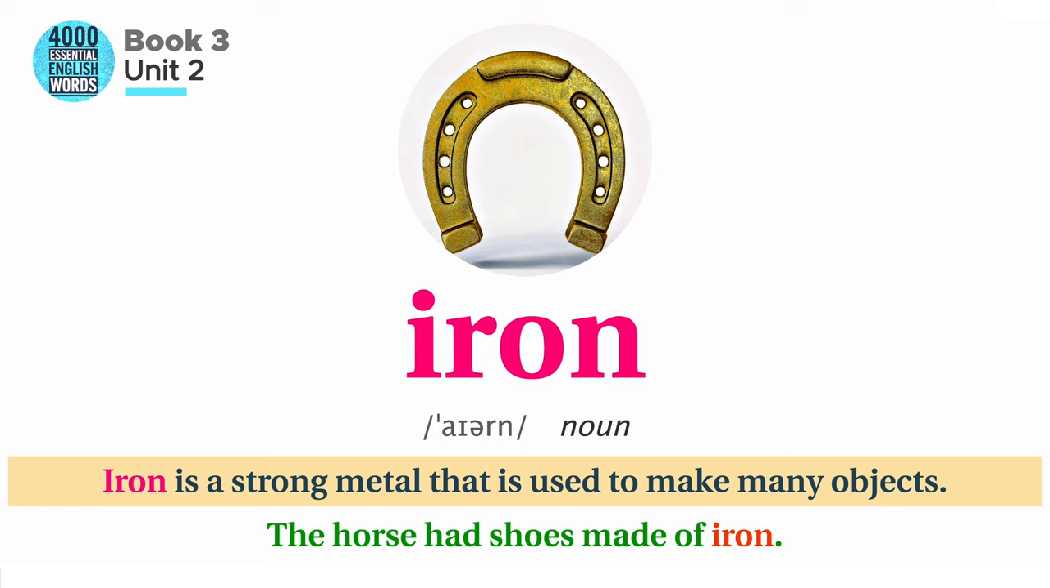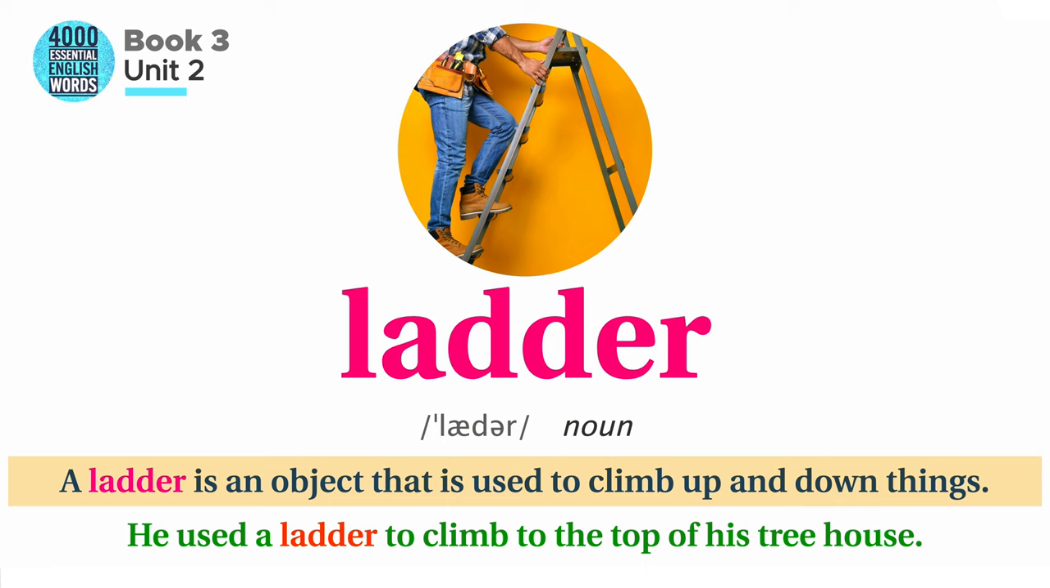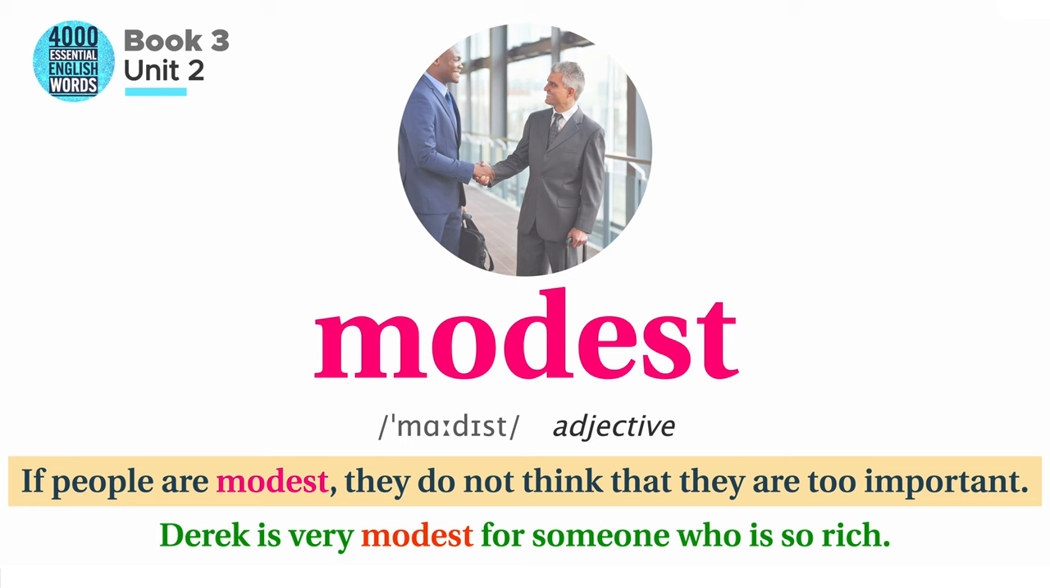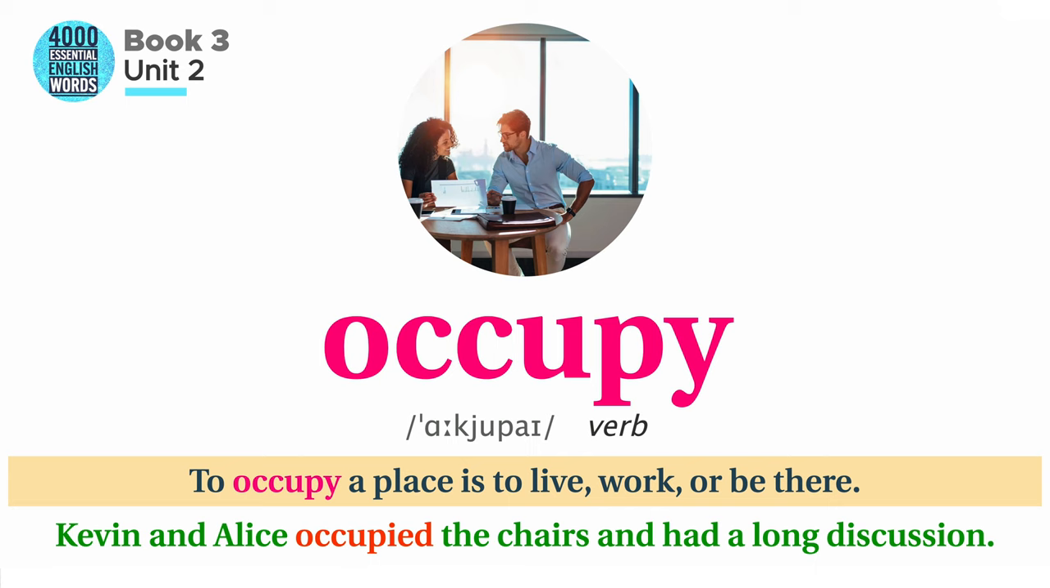Ladder. A ladder is an object that is used to climb up and down things. He used a ladder to climb to the top of his treehouse. Modest. If people are modest, they do not think that they are too important. Derek is very modest for someone who is so rich. Occupy. To occupy a place is to live, work, or be there. Kevin and Alice occupied the chairs and had a long discussion.